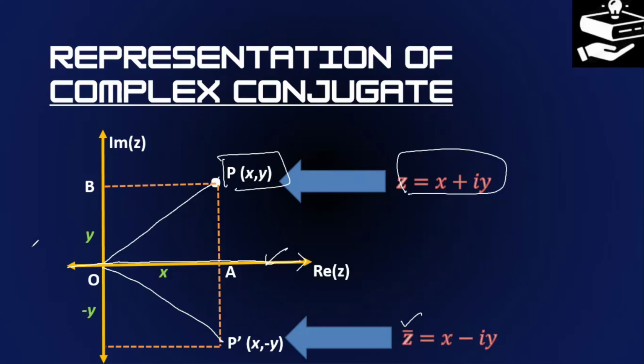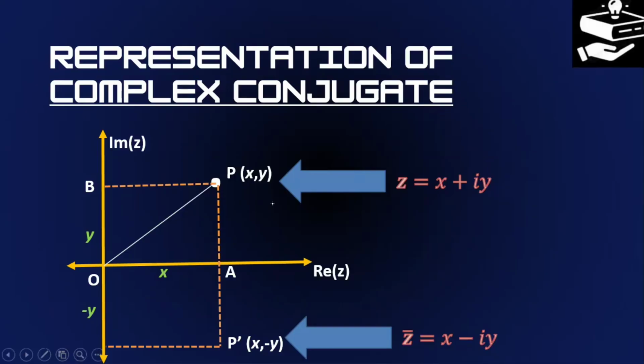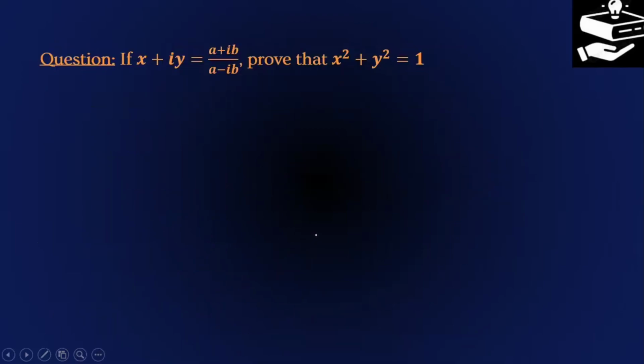I hope it's clear. So let's see. This is your real z and this is your conjugate z, the complex conjugate. This is your actual complex number, and this is your complex conjugate. Now let's apply the concept of complex conjugate.